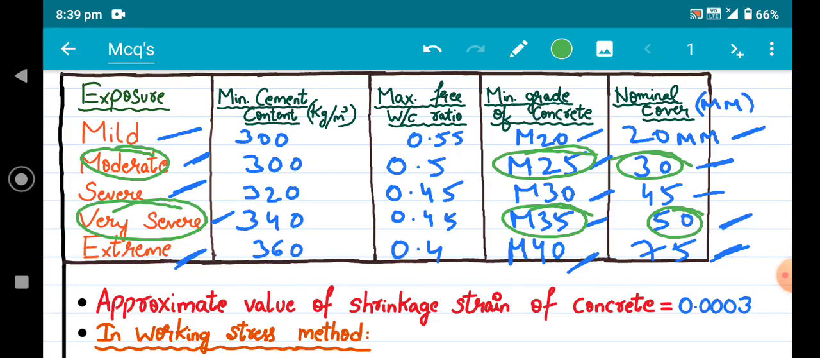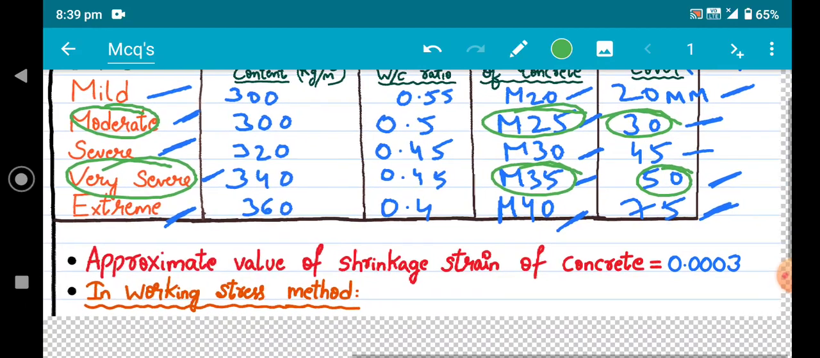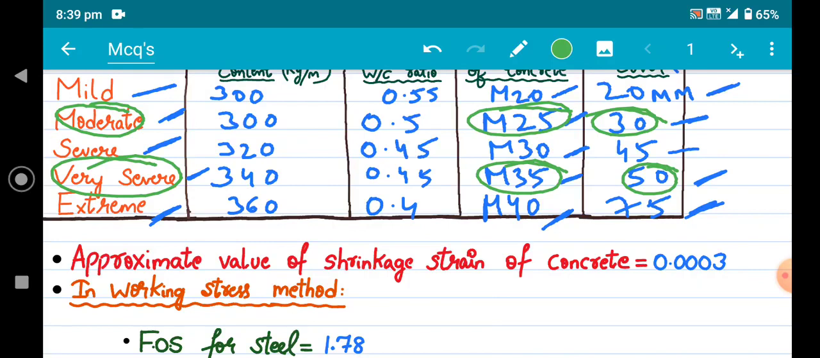Coming to the next one, approximate value of shrinkage strain of concrete. It is 0.0003. So the approximate value of shrinkage strain of concrete is 0.0003. It is a direct bit, friends. They will ask you directly like this only. So the answer is 0.0003.